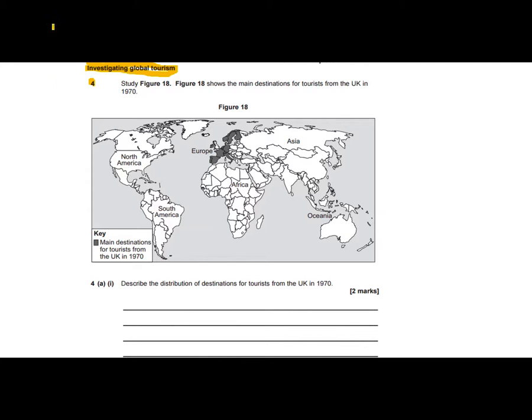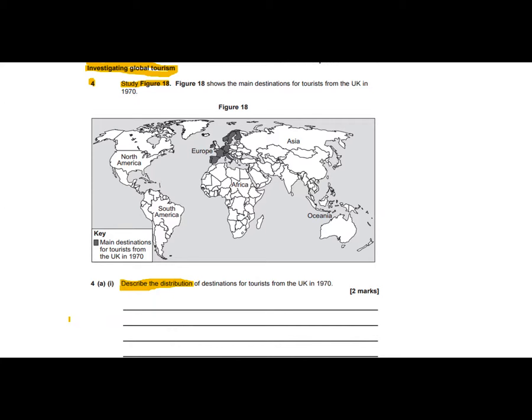Tourism. So question 4 says study figure 18. Figure 18 is the map below. What it asks you to do is describe the distribution. So what it's looking for is for you to, you don't need to explain why they're there, but you need to say why that particular group of countries is linked together. Sorry, you don't need to say why, you just need to say what the group is. So where are all of those countries distributed? It's quite a simple thing.